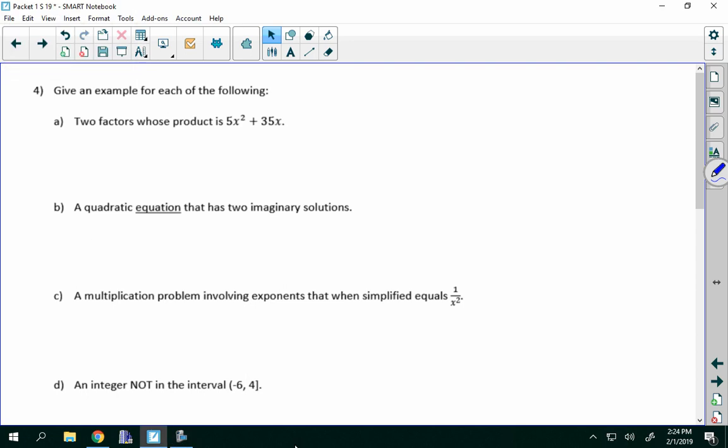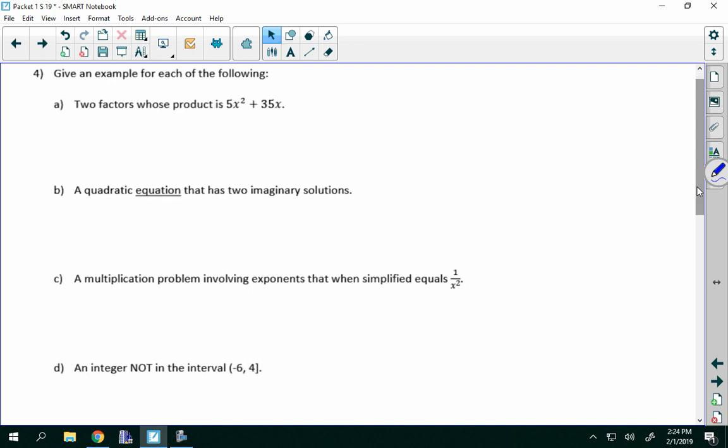Let's take a look at question number 4 on the sample test. Problem number 4 says, give an example for each of the following. Part A says, two factors whose product is 5x squared plus 35x. You would have to know what this language means in order to solve this problem.